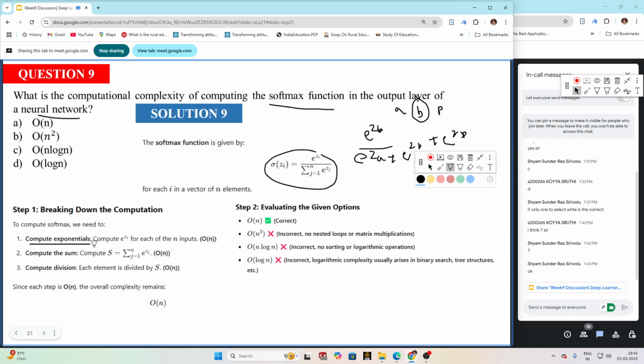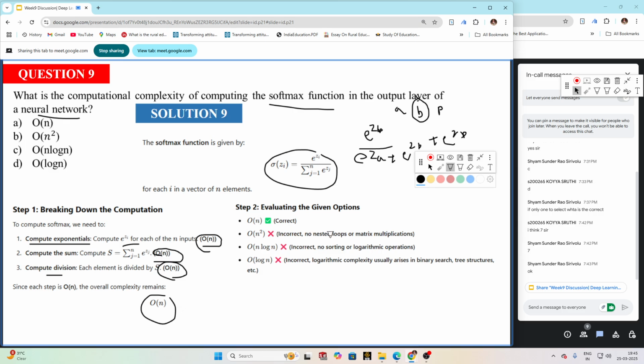One is to compute the exponential. Whenever we are computing the exponential, the complexity is O(n). Whenever we are computing the sum in the denominator, the complexity is also O(n). And whenever we are doing the division operation, again the complexity is O(n). So the overall complexity is O(n). Okay, so O(n) is the correct answer.